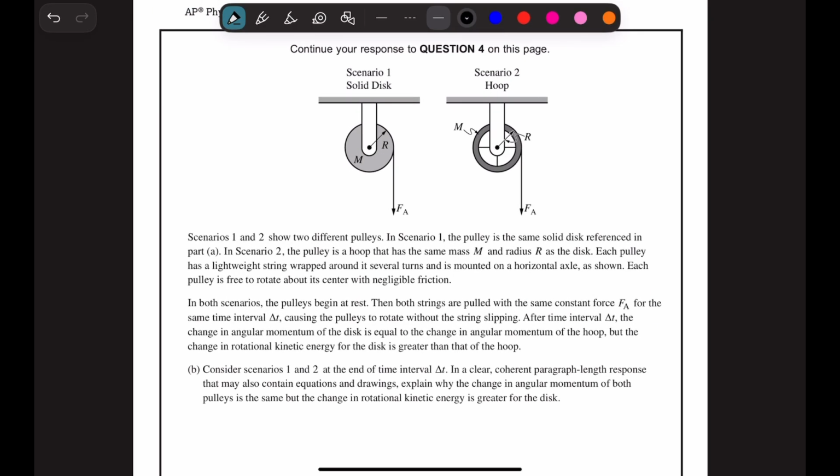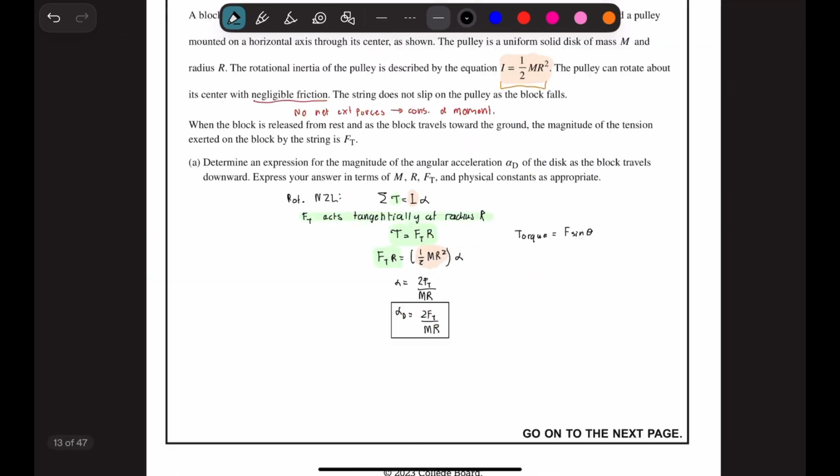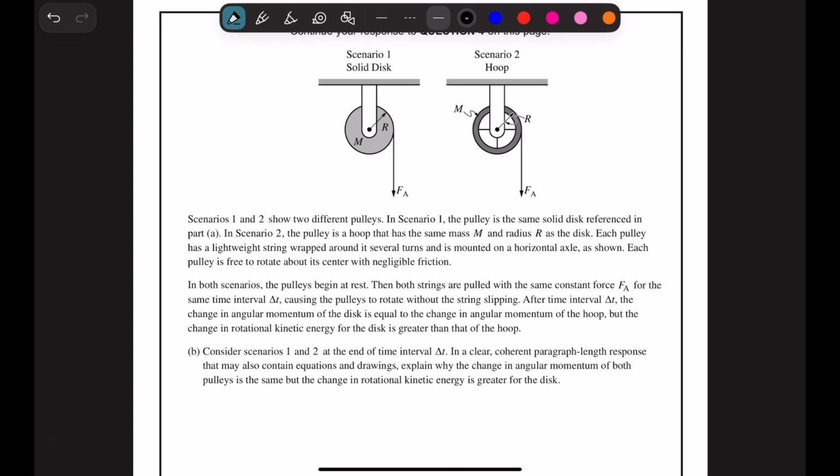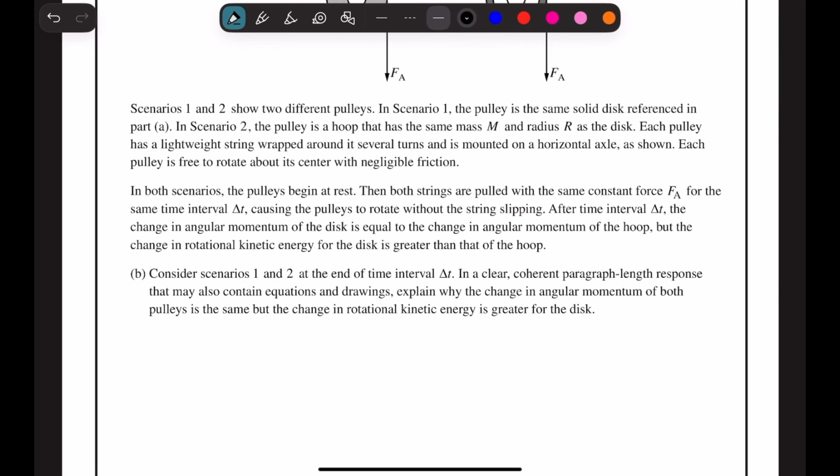Scenarios 1 and 2 show different pulleys. In scenario 1, the pulley is the same solid disk referenced in part A, so same moment of inertia, and same other things that we just solved for. In scenario 2, the pulley is a hoop that has the same mass m and radius r as the disk. Each pulley has a lightweight string wrapped around it several turns and is mounted on a horizontal axle as shown. Each pulley is free to rotate about its center with negligible friction. In both scenarios, the pulleys begin at rest. Then both strings are pulled with the same constant force Fa for the same time interval delta t, causing the pulleys to rotate without the string slipping.